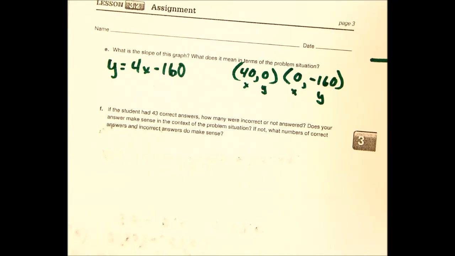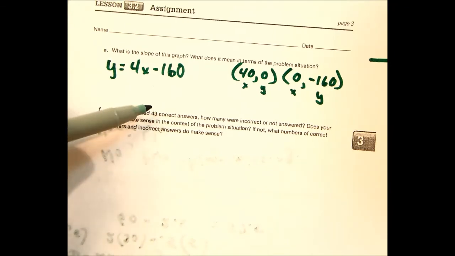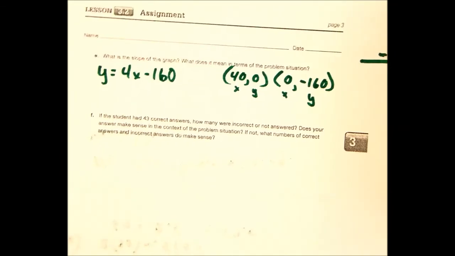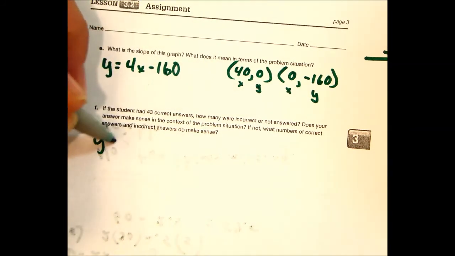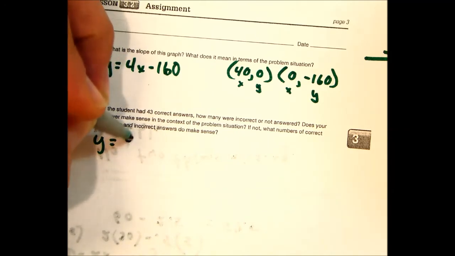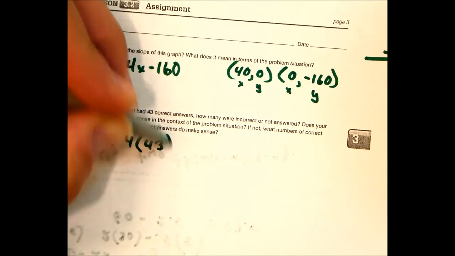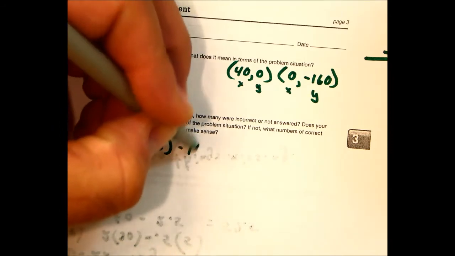All right, so the next thing says, if the student had 43 correct answers, how many were incorrect or not answered? Does your answer make sense in the context of the problem situation? If not, what numbers of correct answers and incorrect answers do make sense? So that means we've now changed this equation, and they want us to plug in 43 for the number of correct answers, minus 160.